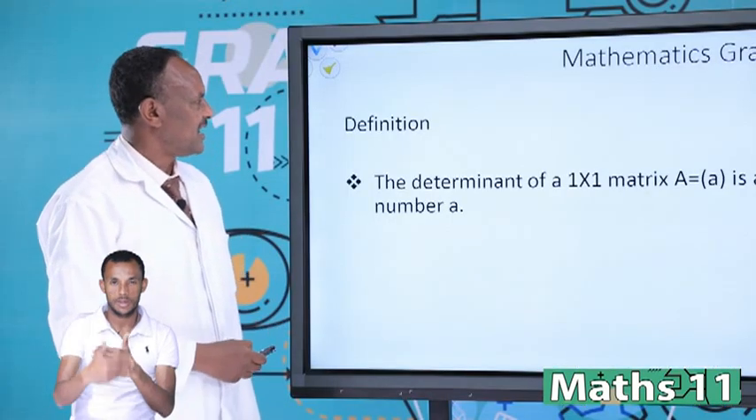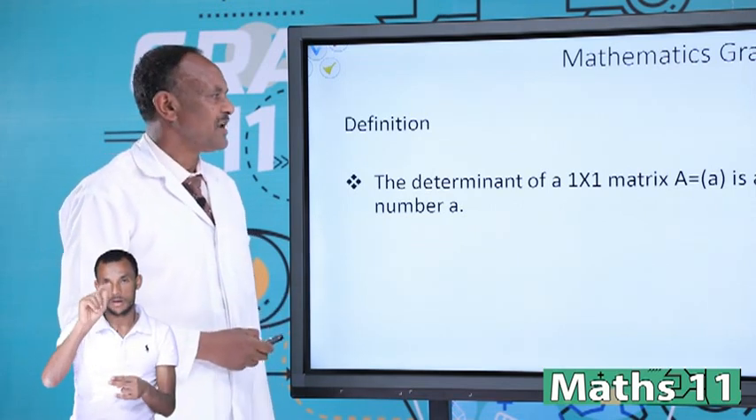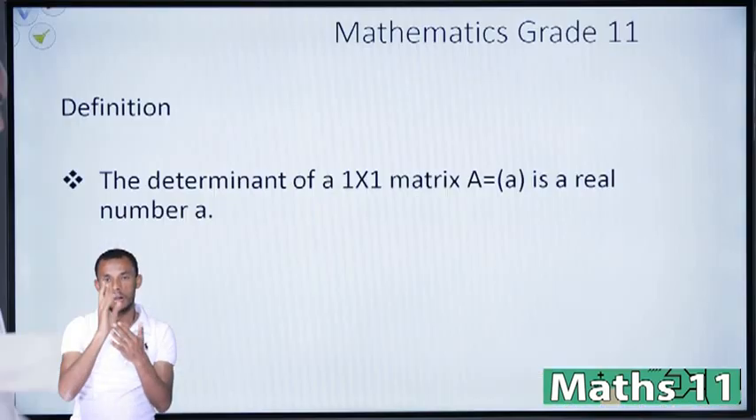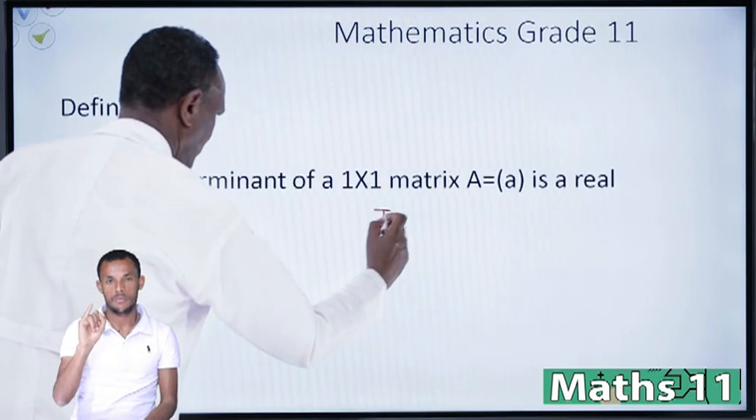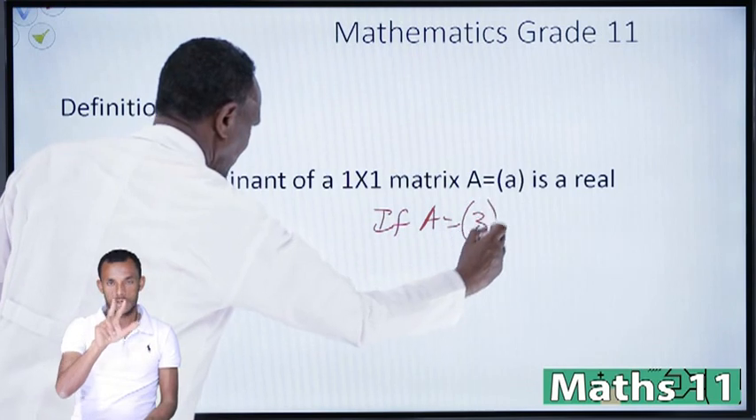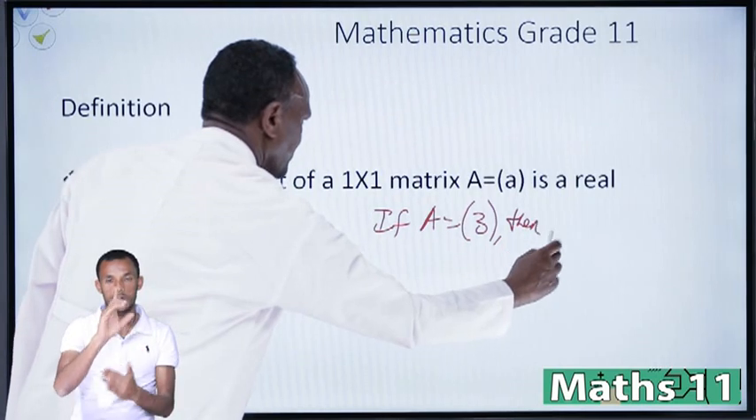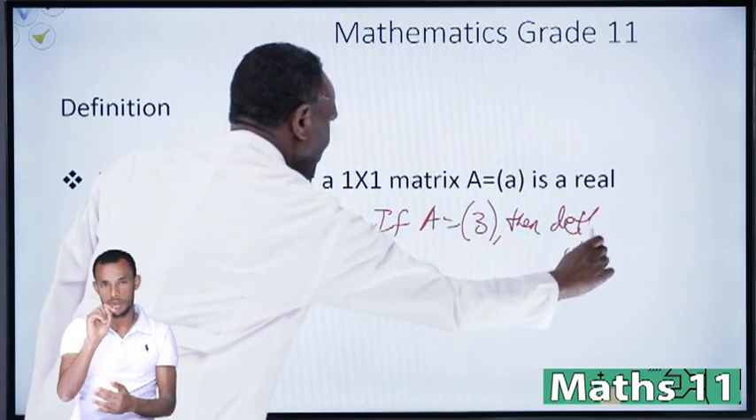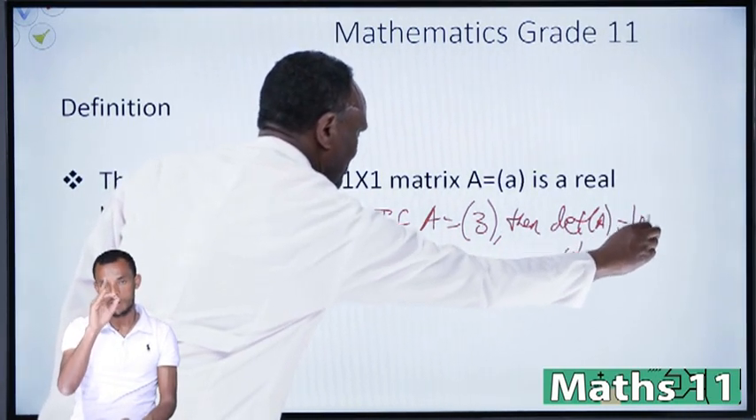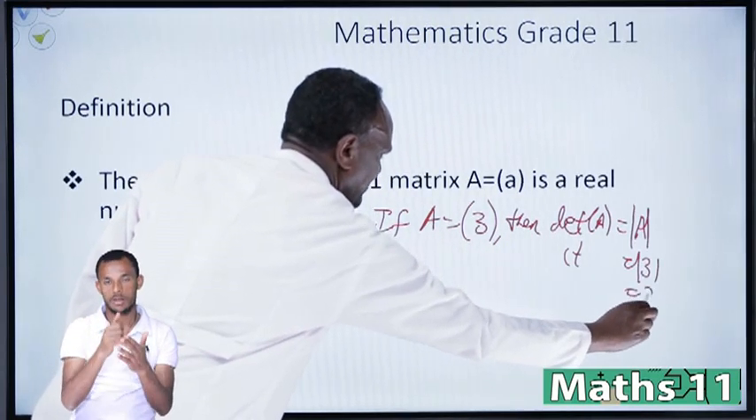Next, we are looking at determinants. The determinant of a 1 by 1 matrix A is the real number a. What does it mean? If A is the matrix 3, this is a 1 by 1 matrix. Then what is the determinant? The determinant of matrix A gives the determinant of 3. It gives a real number, 3 by itself.